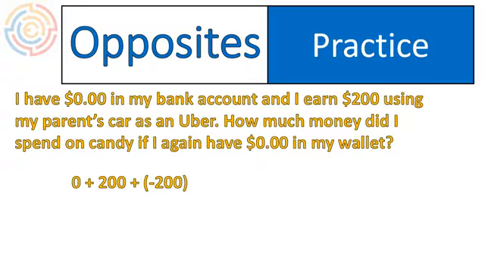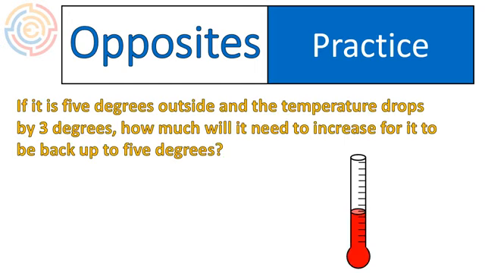Welcome back. This is the expression that I would have written. I started at 0, I added 200, and then I added -200. So I added the opposites. It ends up with me at 0 again. Poor me with no money. Too bad. And our final example or practice problem is this.